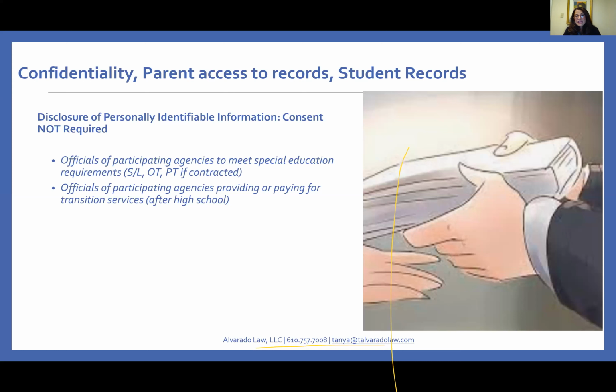Officials of participating agencies providing or paying for transition services also are considered to fall under that same umbrella. And I put here after high school, it's not the transition from preschool to school age. We're talking about transition from school age to post-secondary.